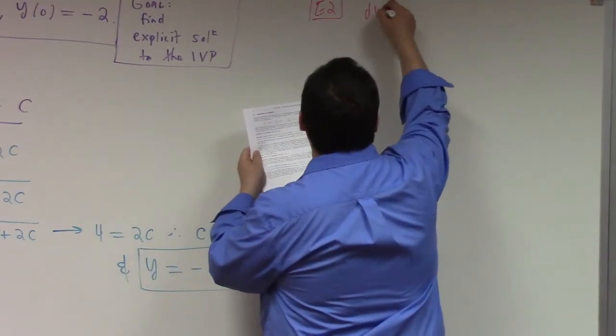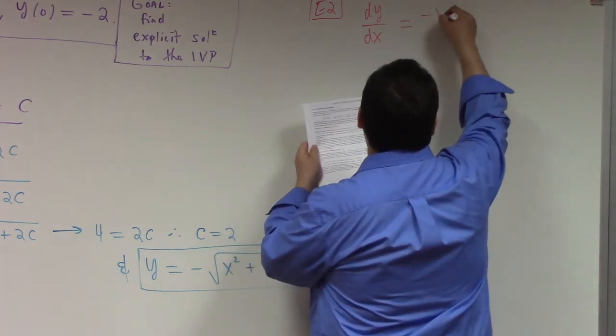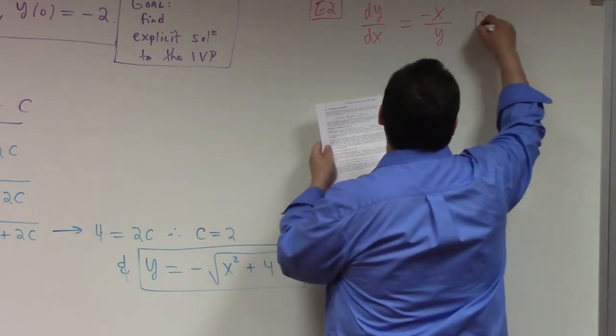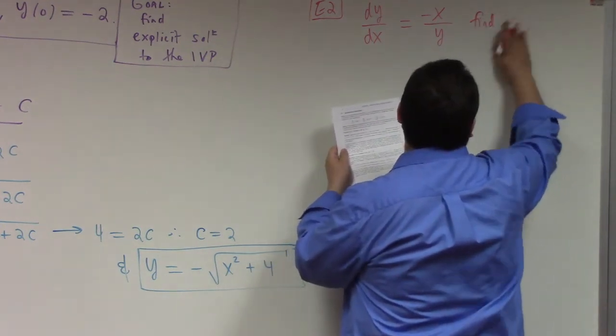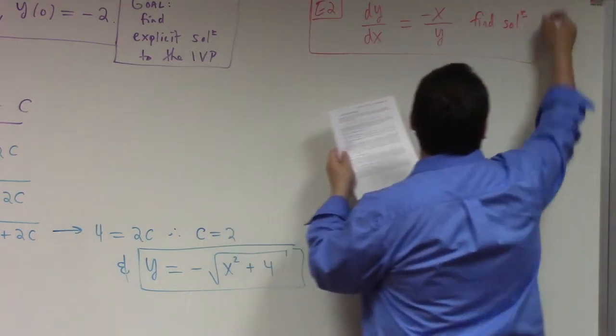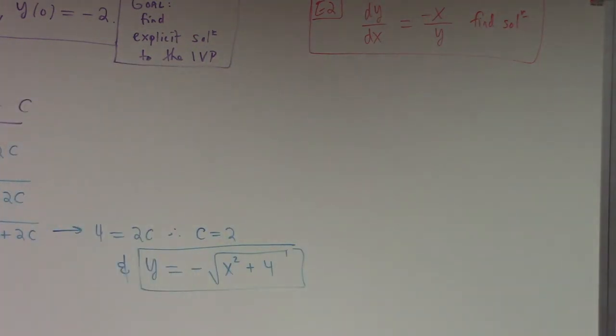Here we have dy/dx equals minus x over y. Find implicit... well, let's just say find solution. Now here I'm not telling you... I said find solution, right? So an implicit solution will work. This red is a little bit hard to see in this room. Sorry about that. I will stop doing that.